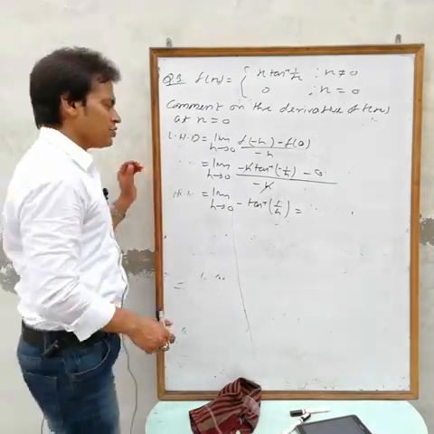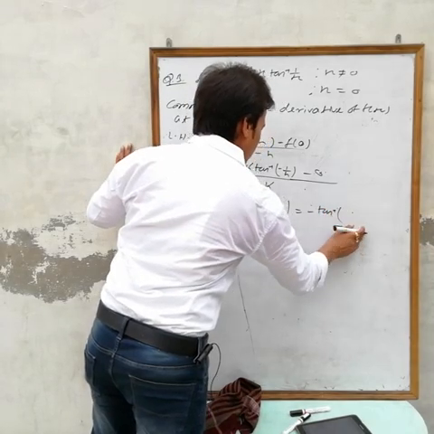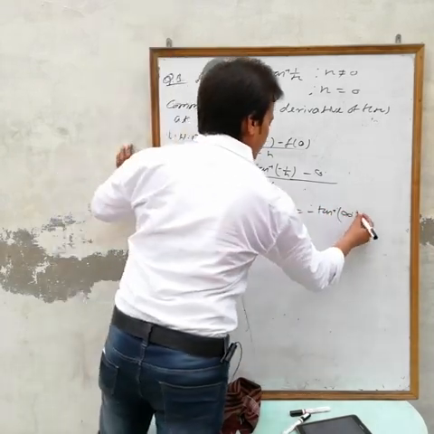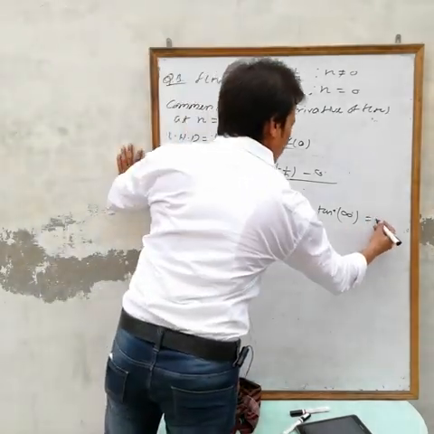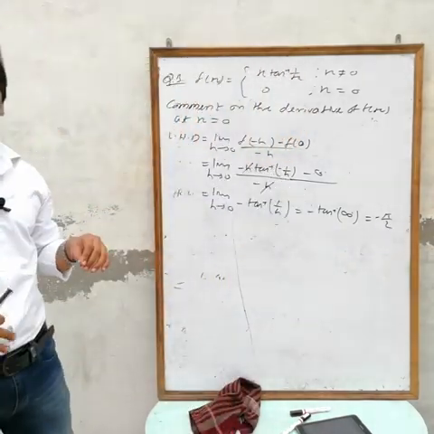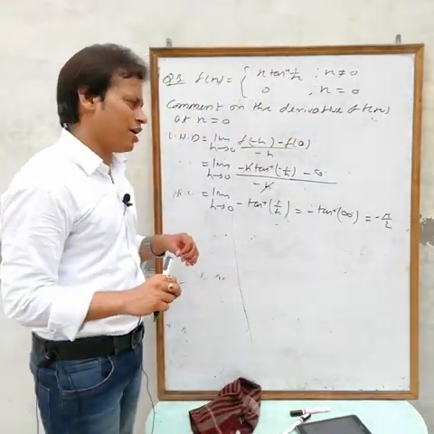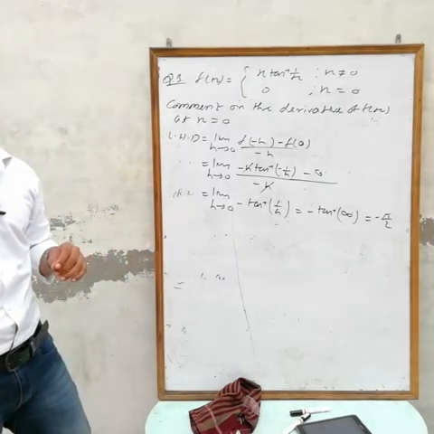If you put h equals to 0, what are we getting? Minus tan inverse 1 by 0 is infinity, and tan inverse infinity is pi by 2. Okay, then minus pi by 2, because tan pi by 2 is infinity. So, tan inverse infinity is equals to pi by 2. Okay, so LHD is minus pi by 2. Now, I have to find RHD.